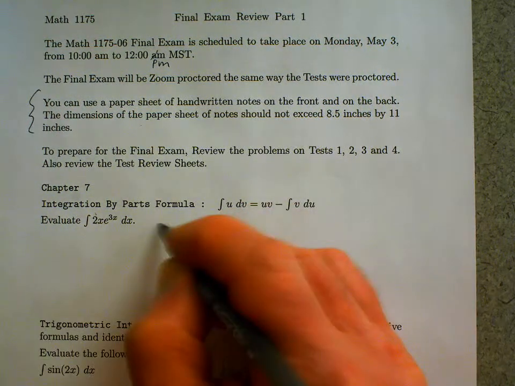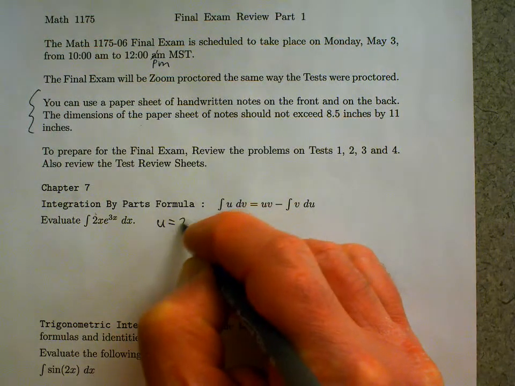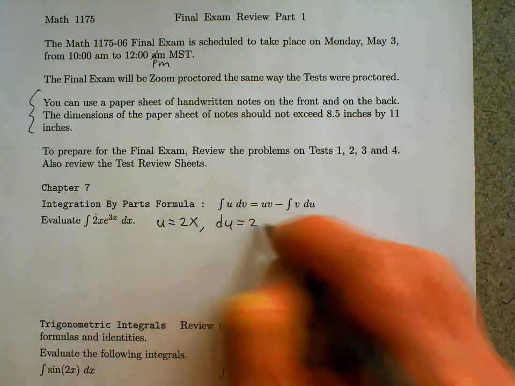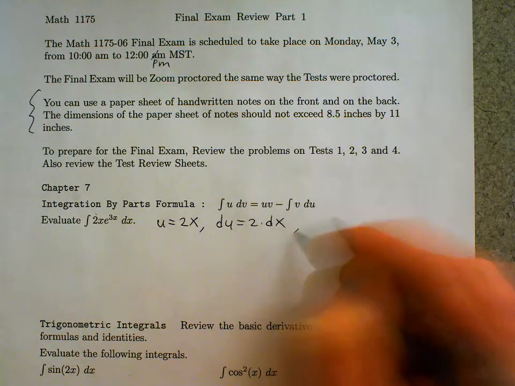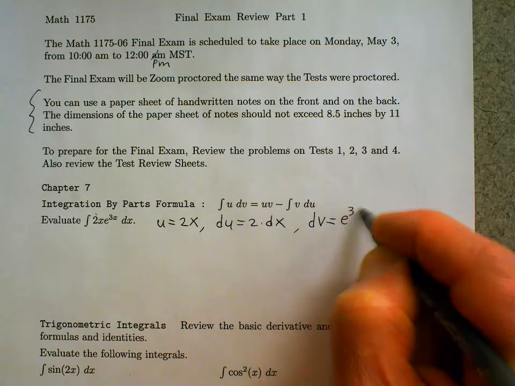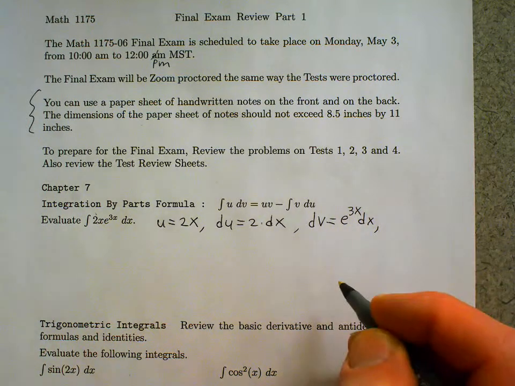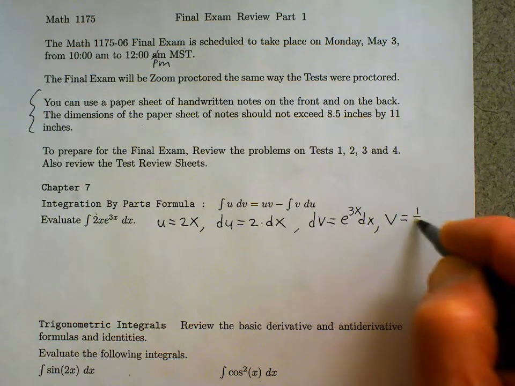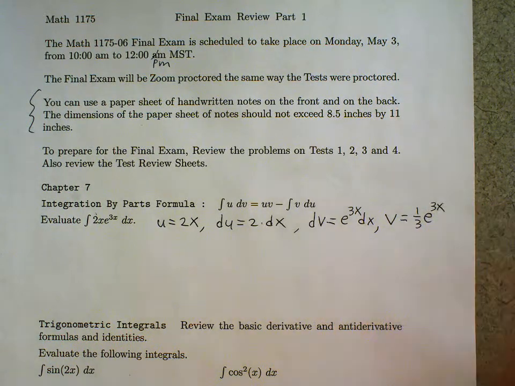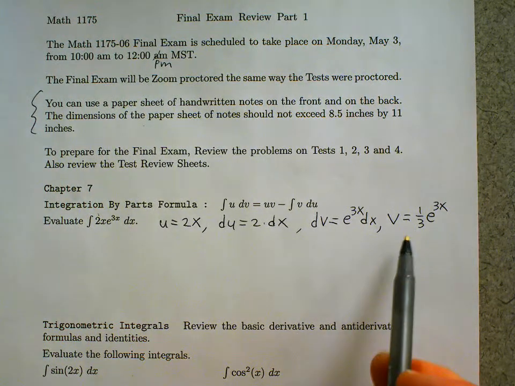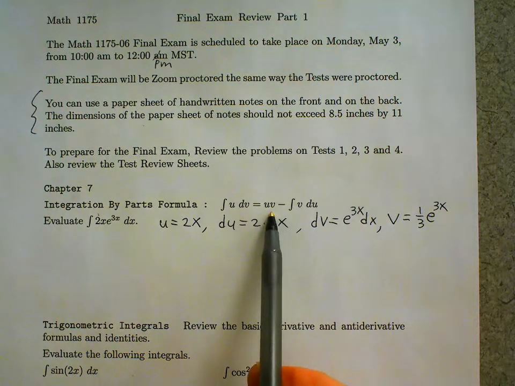So if we pick u to be 2x, then du is just 2 times dx. And pick dv to be e to the 3x dx. And then v is the antiderivative of e to the 3x, which is 1/3 e to the 3x. Then apply the integration by parts formula.